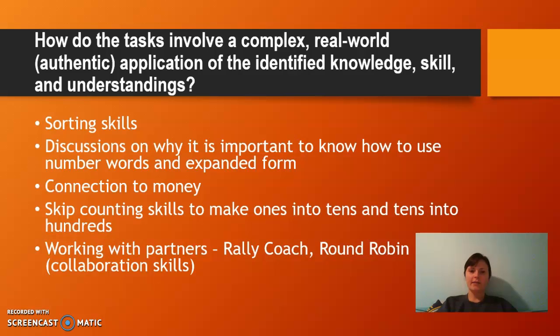How do the tasks involve a complex real-world application of the identified knowledge, skill, and understandings? I think practicing sorting skills is important for these students. We had discussions on why it's important to know how to use number words in expanded form. So for example, number words, they might need to know how to write those words someday when they write a check. It also helps them become better readers.